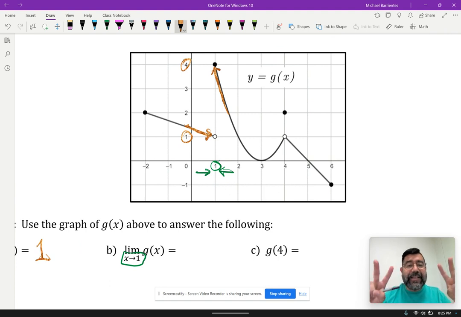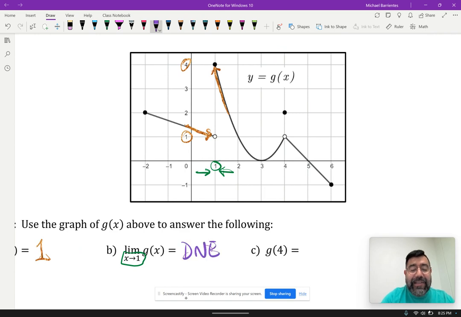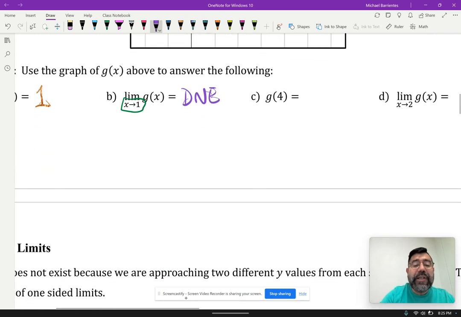So if I think of it as that finger test, on the left side it's going towards 1, but on the right side it's going towards 4. Are my fingers pointing towards the same destination? And the answer is no. They're not going towards the same destination. So therefore, in this case, we're going to say that the limit of g of x as x approaches 1 does not exist. You're going to see this a lot. DNE means does not exist.